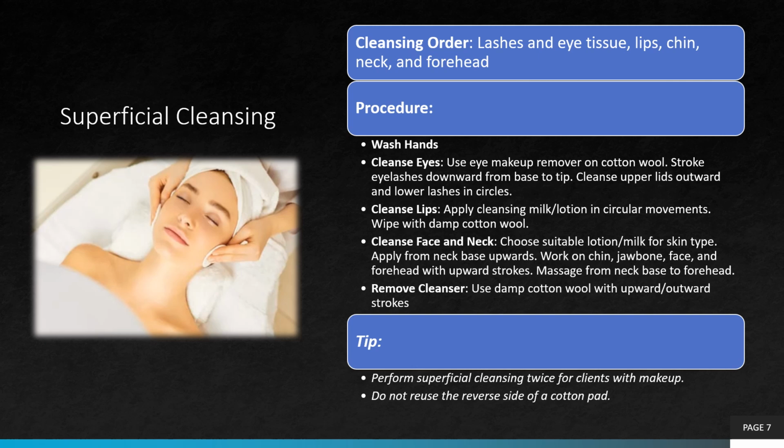Next, you would cleanse the lips by applying a cleansing milk or lotion, or you can use eye makeup remover still, working in circular movements and then wiping it off with a damp cotton wool. When cleansing the face and neck, choose a lotion or milk that suits the client's skin type. Begin at the base of the neck and work upwards, focusing on the chin, jawbone, face and forehead with upward strokes, and massage from the neck base to the forehead. Finally, remove the cleanser using damp cotton wool with upwards and outward strokes.